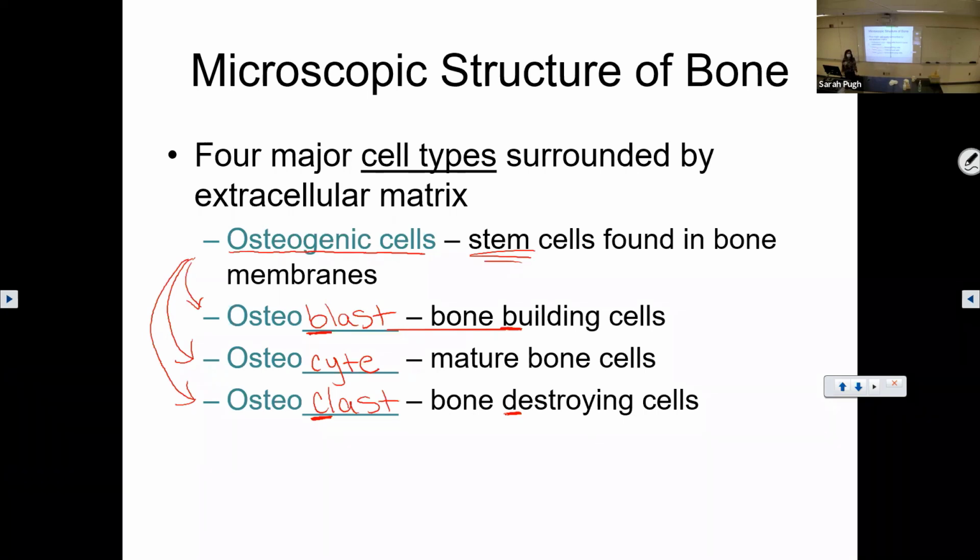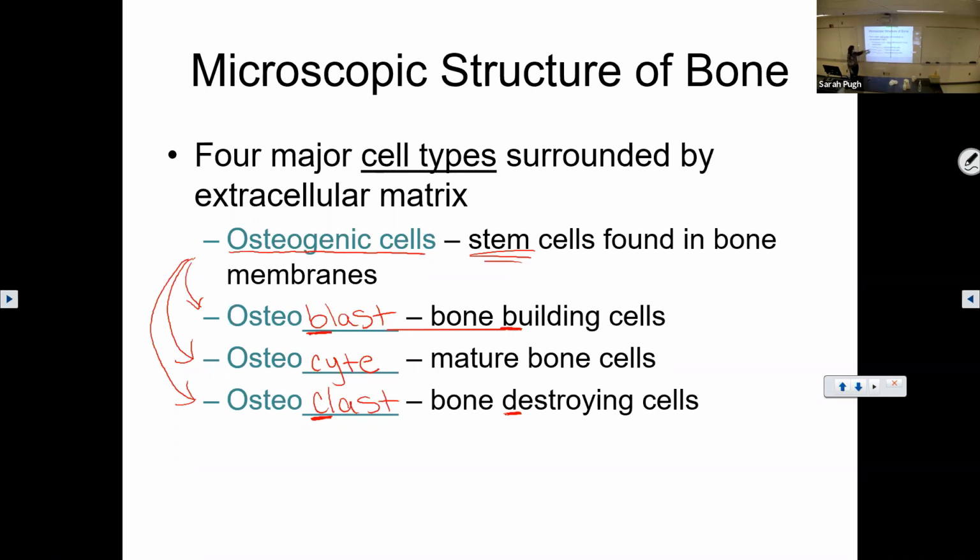Why would you ever destroy your bone? I talked about it earlier in the lecture today, and it has to do with calcium. If you're not getting enough, you need to use it for the bones. If you do not have enough calcium, we need it for everything. How we get it is we destroy our bones. So you destroy your bone to get calcium from your bone.